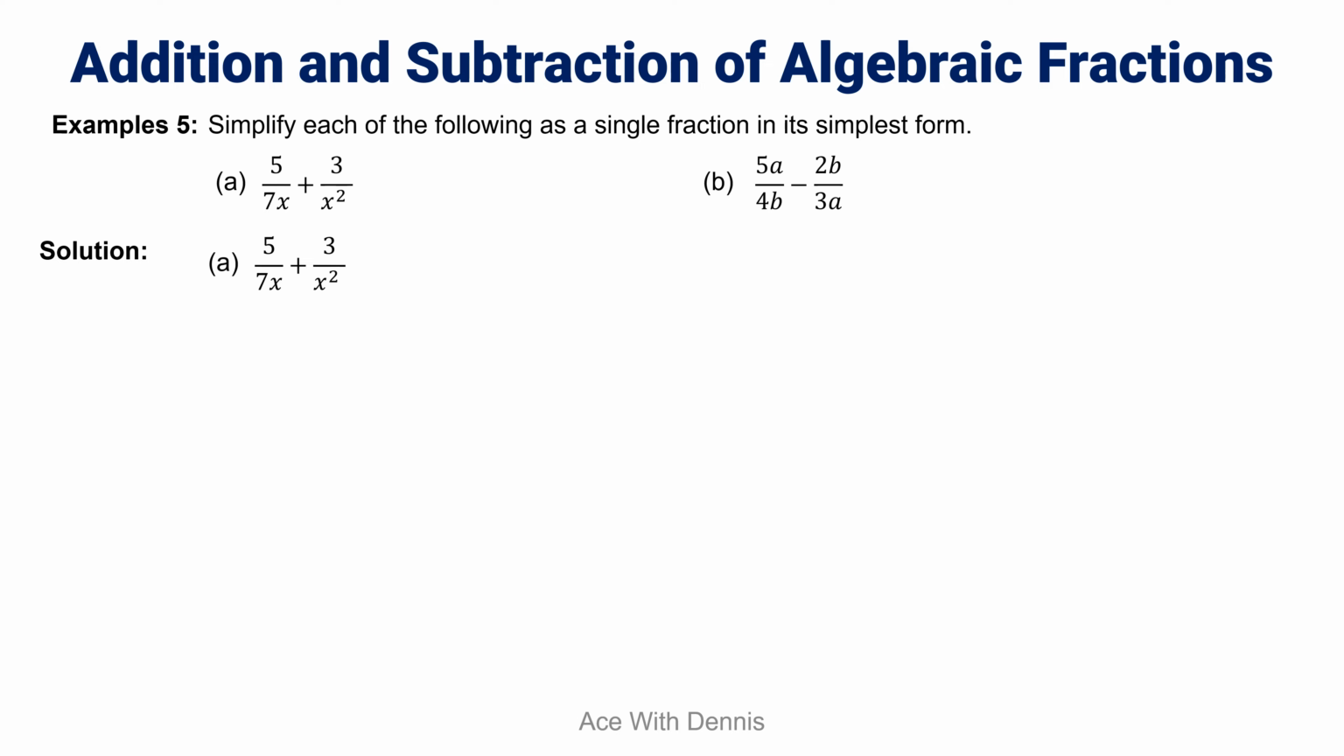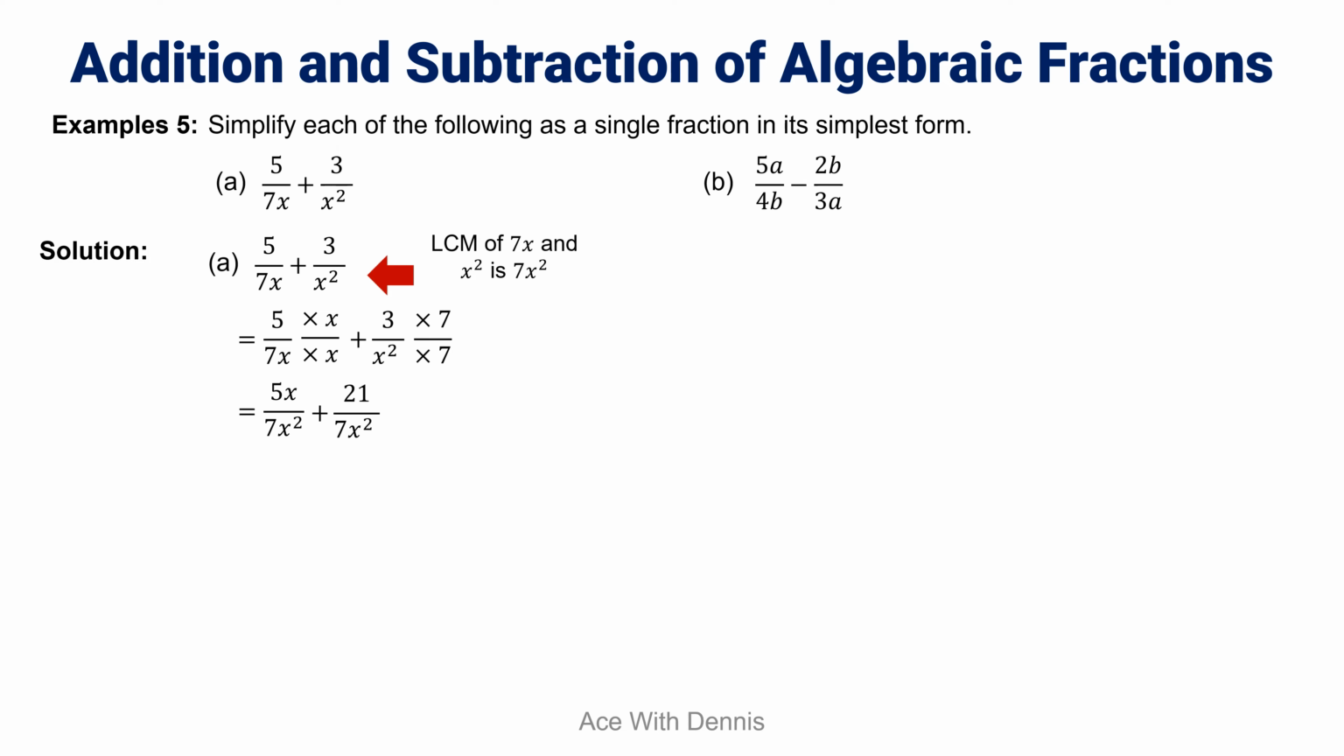So here's the solution for A. 5 over 7x plus 3 over x squared. Let's look at the denominator. The LCM of 7x and x squared is 7x squared. Hence, for the first fraction, 5 over 7x, we need to multiply by x for both numerator and denominator. Then for the second fraction, 3 over x squared, we have to multiply by 7 for both the numerator and denominator. So we'll get 5x over 7x squared plus 21 over 7x squared. Now both fractions have the same denominator, hence the answer will be 5x plus 21 over 7x squared.